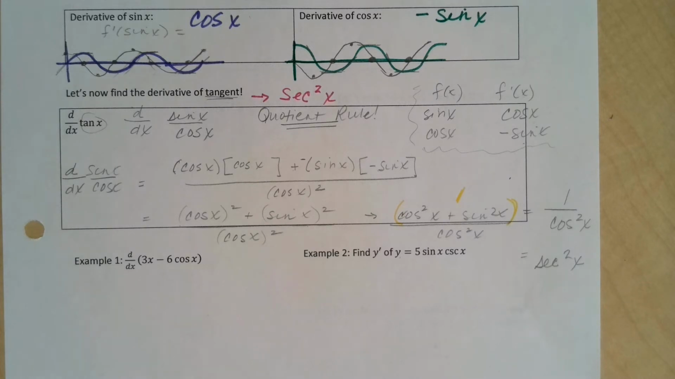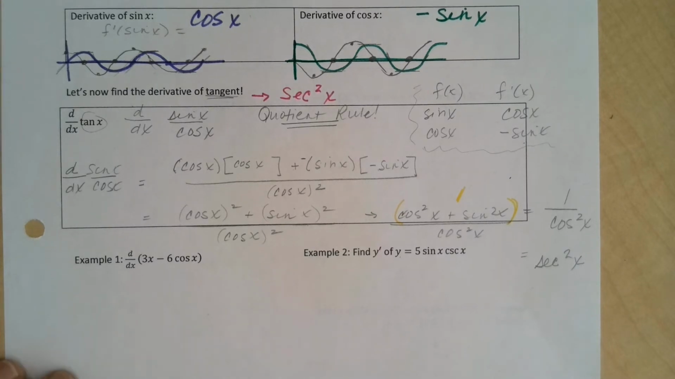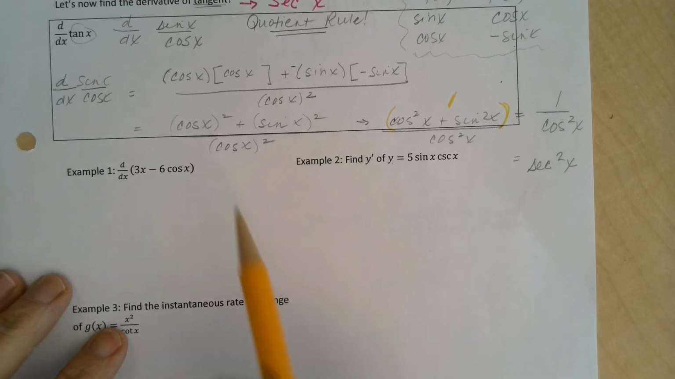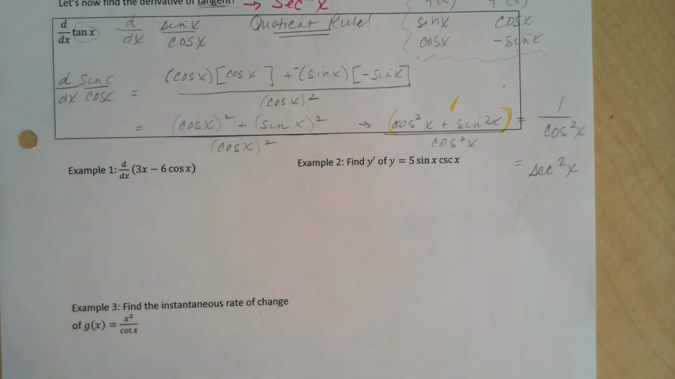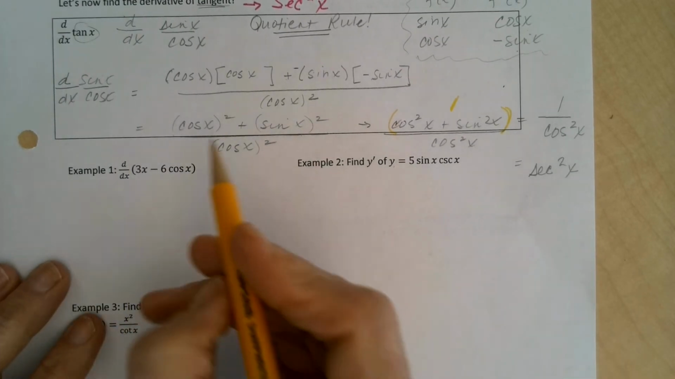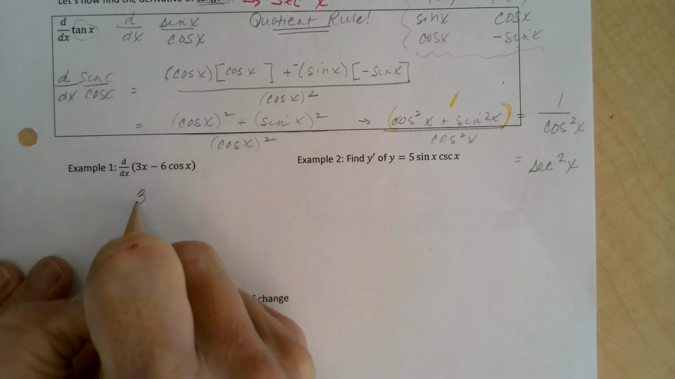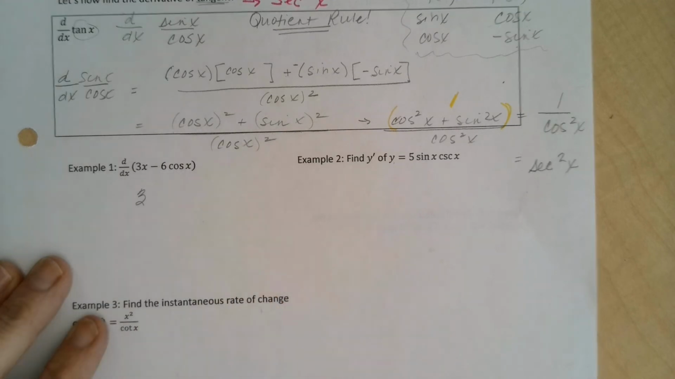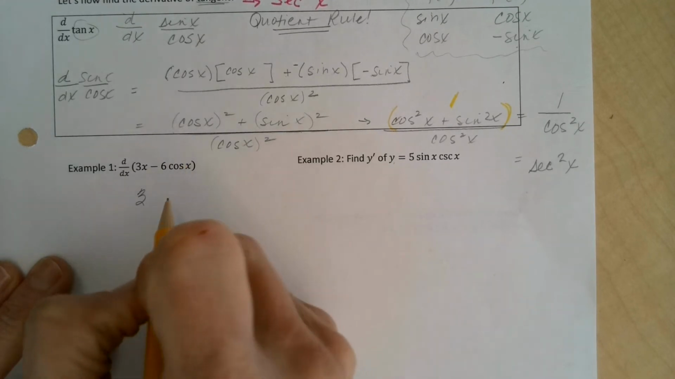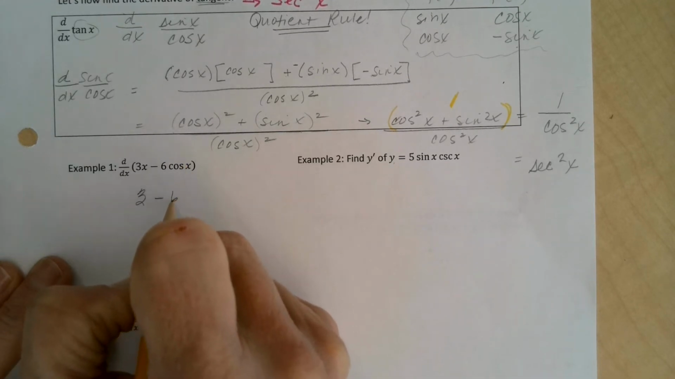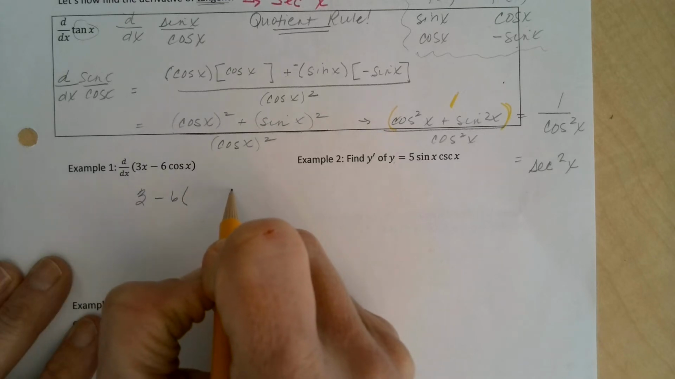Okay, so for example 1, the derivative of here, and all we're doing, this is our power rule, so off we go. The derivative of 3x is what? And then the derivative of 6 cosine x is going to be minus 6 times, what's the derivative of cosine?